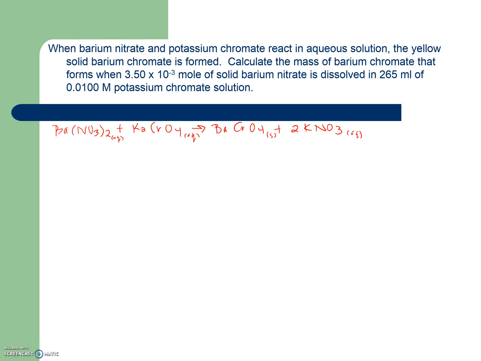So let's go through and take out our information. Calculate the mass of barium chromate, question mark, grams, that forms when 3.50 times 10 to the minus third mole of solid barium nitrate is dissolved in 265 milliliters of 0.01 molar potassium chromate solution. Now I'm done with my problem. I don't need this information up here anymore.